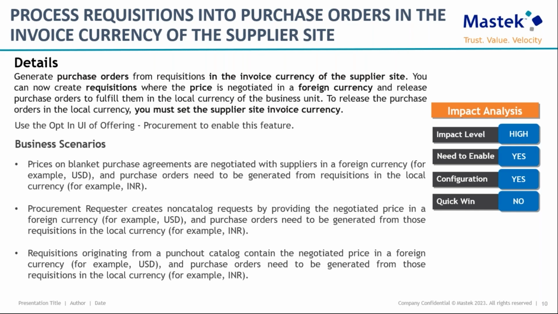So, in which business scenario will this be helpful? Suppose we have a blanket purchase agreement which is negotiated with the supplier in a foreign currency, for example USD, and we need the purchase order in INR. What we need to do is just configure the invoice currency at the supplier site level as INR. Similarly, if a procurement requester raises a non-catalog request which is in USD, you can have the purchase order in INR, or if we have any purchase requisition from punch out which is in USD and we want the purchase order in INR, we can also do that.